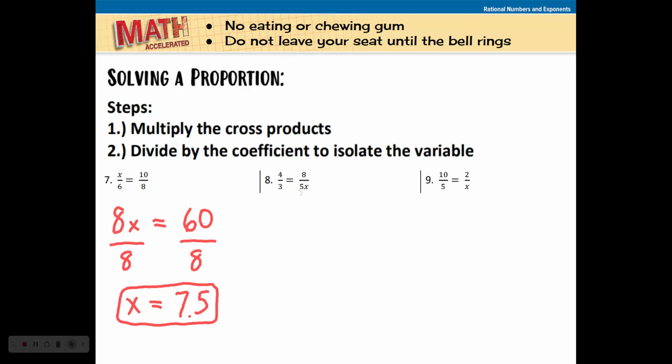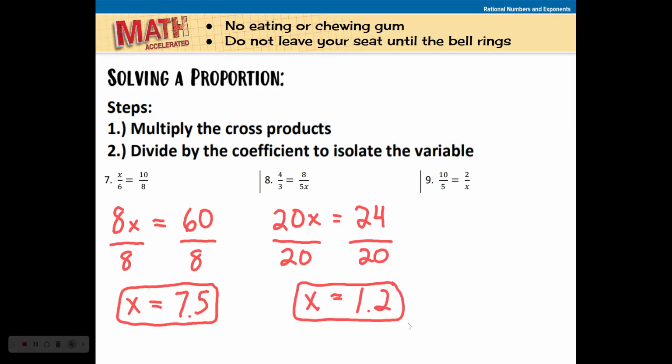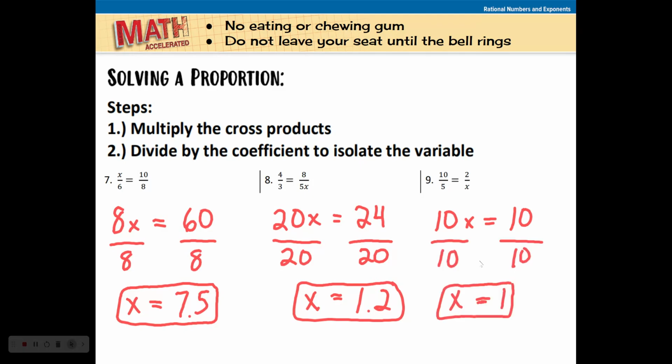Number 8, 4 times 5x equals 8 times 3. Divide both sides by 20. X equals 1.2. And the last one here in this video, 10 times x equals 5 times 2. Divide both sides by 10. Solution is x equals 1.